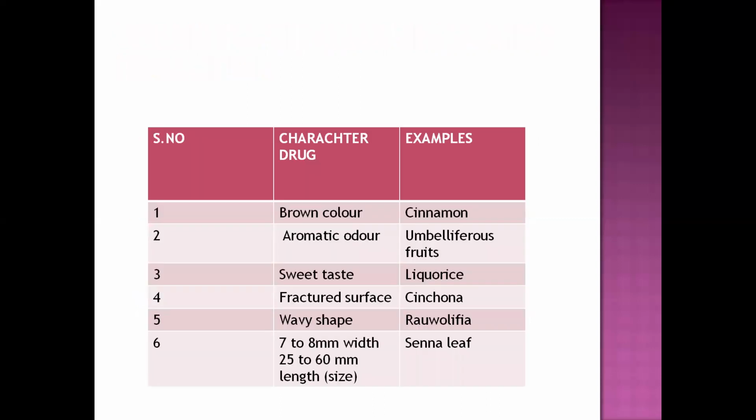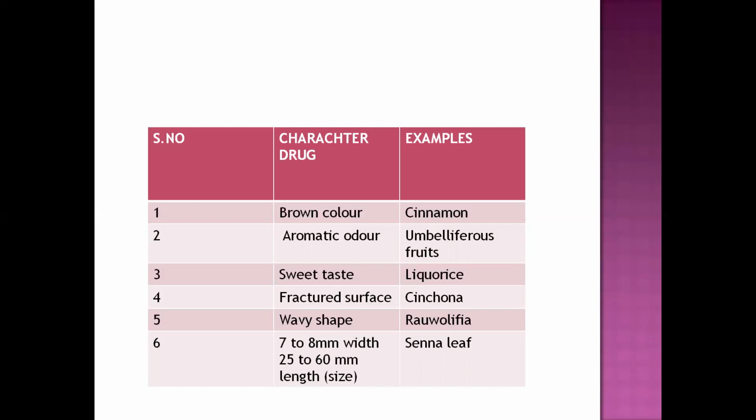So here I have given a table in which I have mentioned the characters of the drug and some examples. Like if a drug is cinnamon, you know that cinnamon bark has a brown color, so it is a characteristic of cinnamon. If the drug is light brown, then you can say it is an exhausted drug or an adulterated drug. Second is umbelliferous fruits. As we all know, the umbelliferous fruits have a sweet, aromatic odor, like fennel and clove. This aromatic odor is their characteristic. Then licorice is a drug that has a sweet taste.